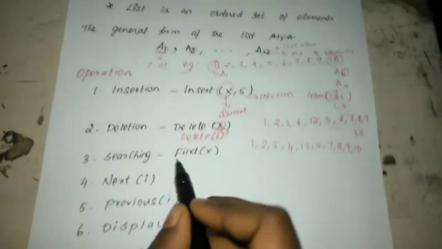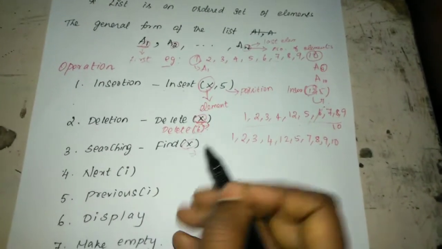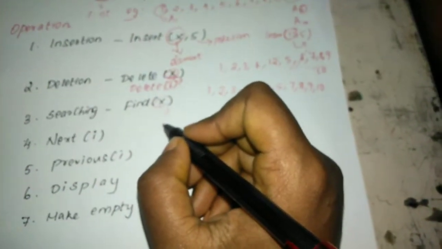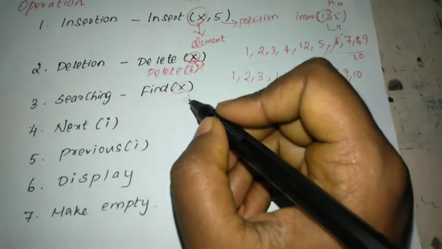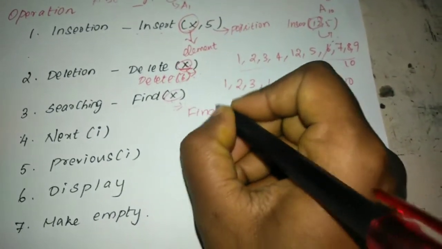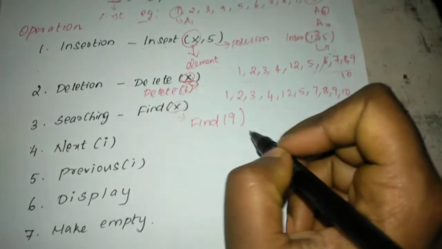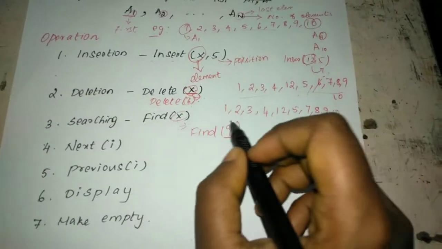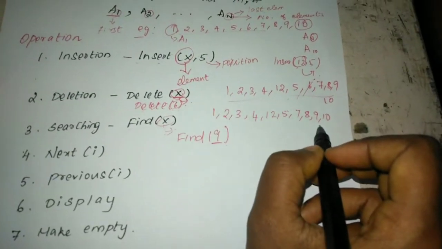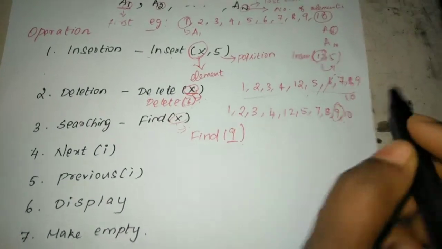Then searching. For the searching operation, for example, we give a function find of x, where x is the element that you want to search. You can give whichever element you want to search. So find of 9 means it checks whether the element 9 is in the list, and if 9 is in the list, it will return the position of number 9.